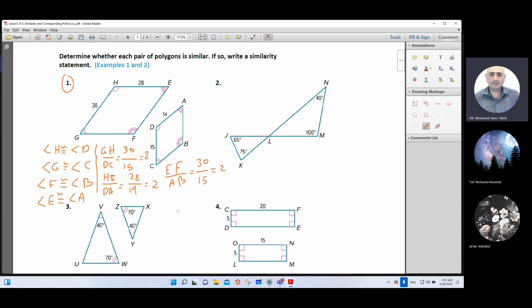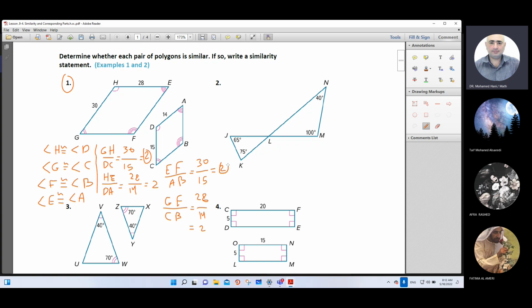Check the last side. If you take GF, the corresponding side in the second shape will be CB. What is the length of GF? GF is the same length as HE, 28, and CB is the same length as DA, which is 14. So 28 divided by 14 will be 2. So as we see, all ratios have the same scale factor, which means we have proportional sides.